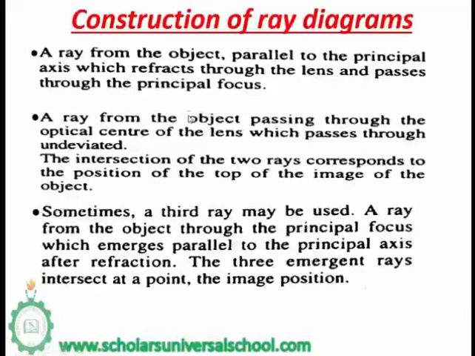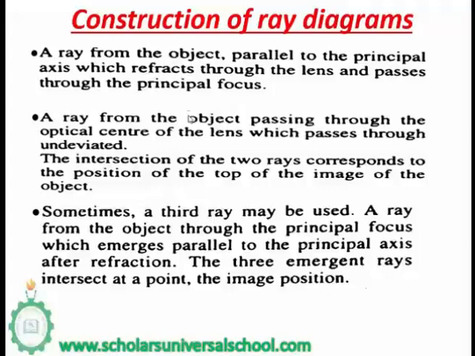So let's move on to construction of ray diagrams. How do you construct ray diagrams for lenses? The first thing is, you have just two methods which are mostly used. The third one is just used in some cases. Now, the first is that a ray from the object that is parallel to the principal axis will get refracted and then appear at the principal focus.